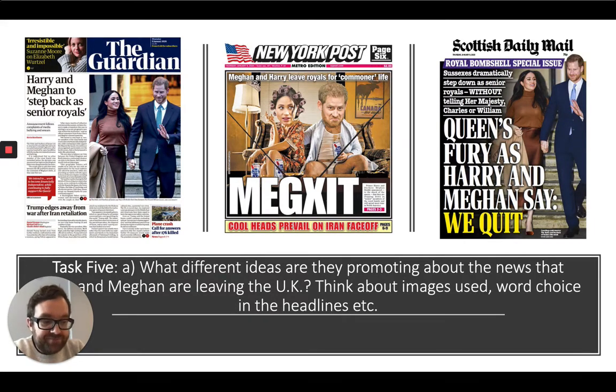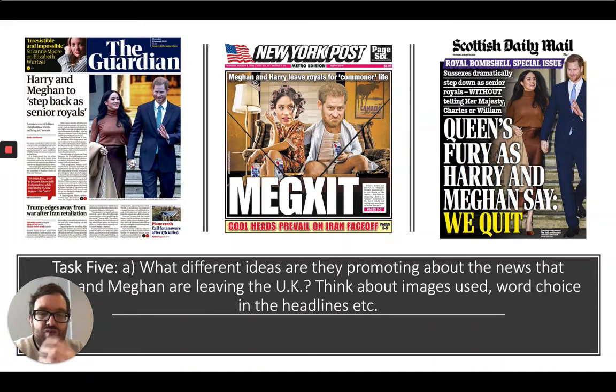The New York Post, they create this Megxit portmanteau to try and play on Brexit. And they have a kind of cartoon where they've photoshopped Harry and Meghan's faces onto these kind of commoners. If you look at the subheading, it says at the top there, Meghan and Harry leave royals for commoner life. So he's sitting in his pants with a stain on his vest, and she's got her hair rollers in and things like that. So it's kind of making fun of it. It's a bit gossipy.